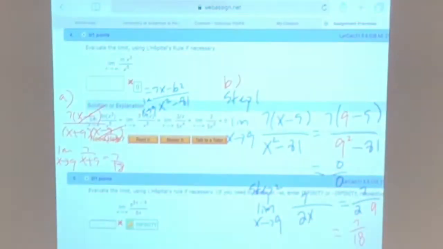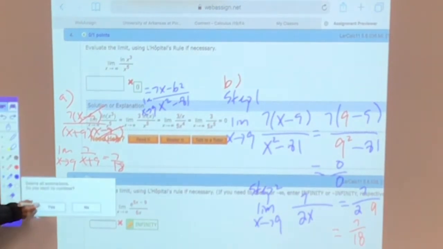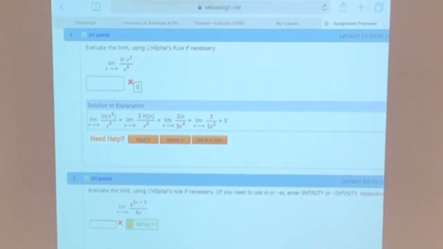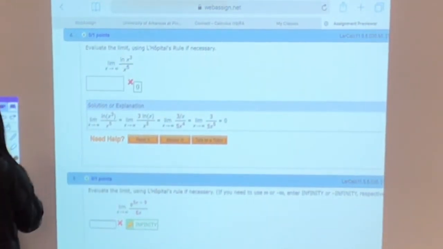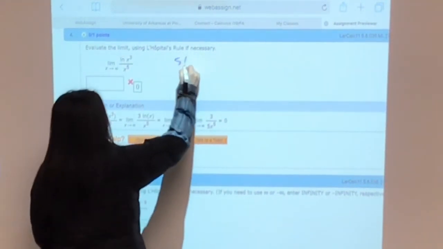Any other questions from homework problems that you want me to go over? How about number 4? All right, number 4. Evaluate the limit using L'Hopital's rule if necessary. So again, let's make sure that we can use L'Hopital's rule. Step 1 is I have to show that.